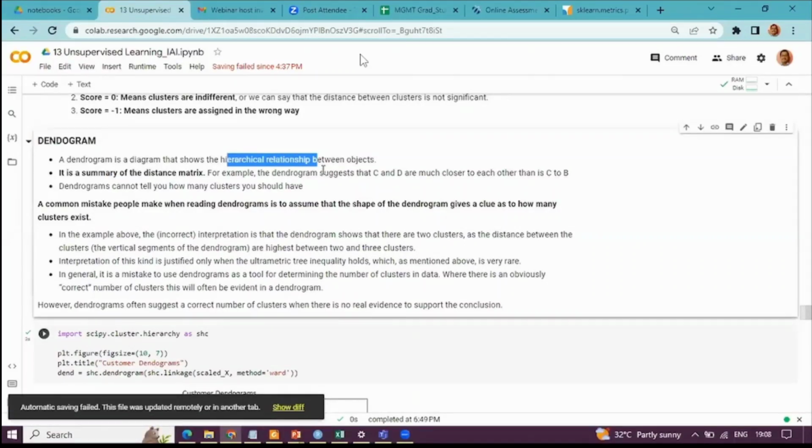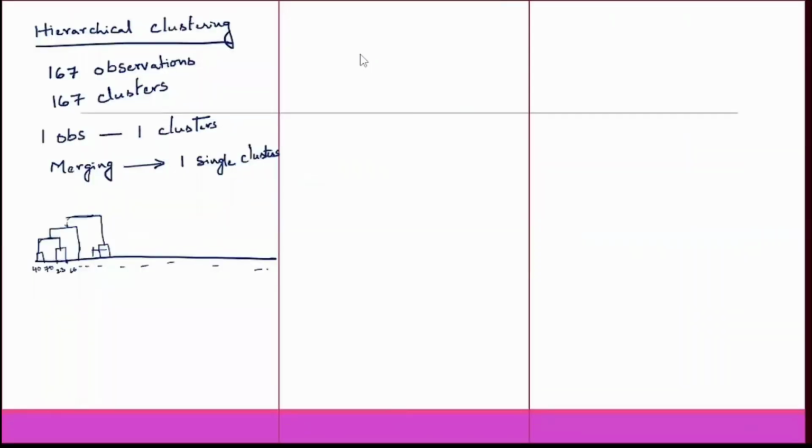And in a way, it's a summary of the distance matrix. Now, as I told you, if you are seeing this, this is an axis. This is where the distance is. So it might be possible that the 40th observation and the 70th observation have the smallest distance between them. And that is the reason initially they both are joined.